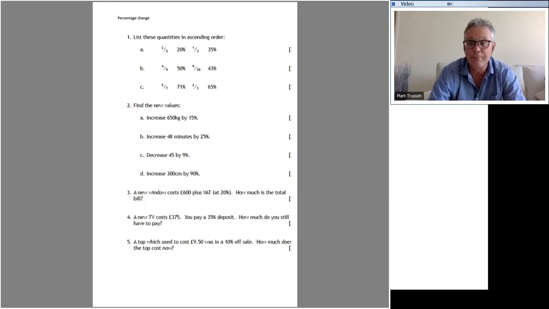Once you've done that and you've got them ordered, you can then come back to each of those sections when you come to revise a little bit later on. And put your notes into those sections as you work through.